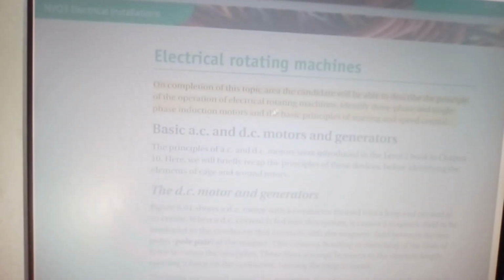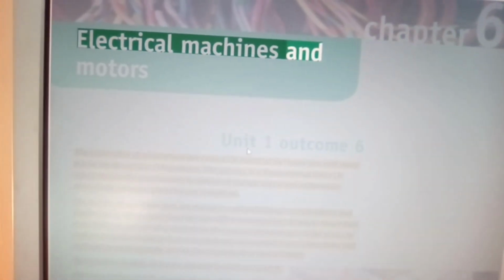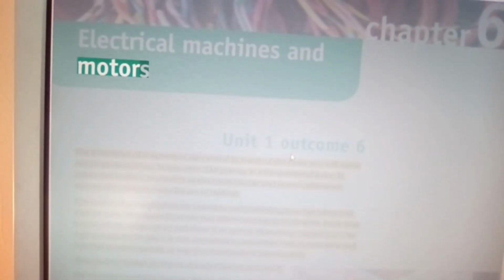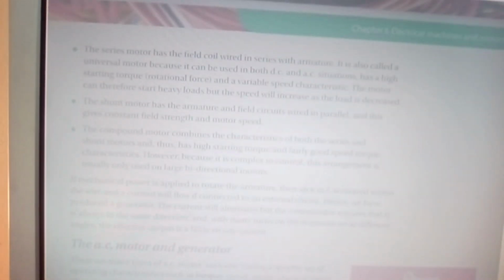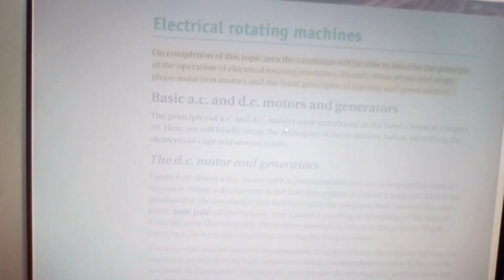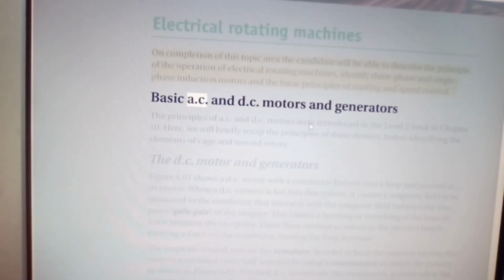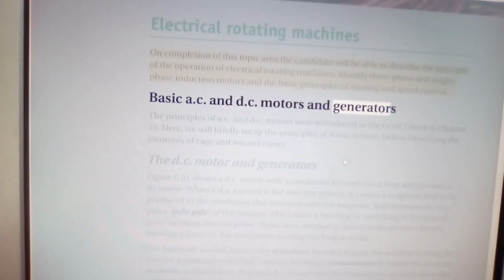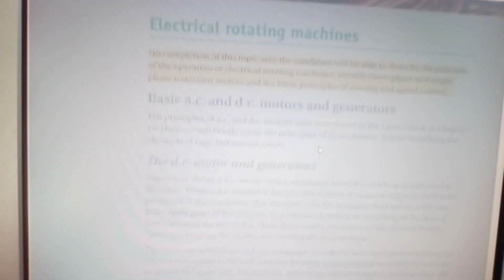231. Chapter 6. Electrical Machines and Motors. Unit 1 Outcome 6. 232. NVQ3 Electrical Installations. Electrical Rotating Machines. Basic AC and DC motors and generators. The principles of AC and DC motors were introduced. It's not doing what I had in mind to do. 230. Pause.